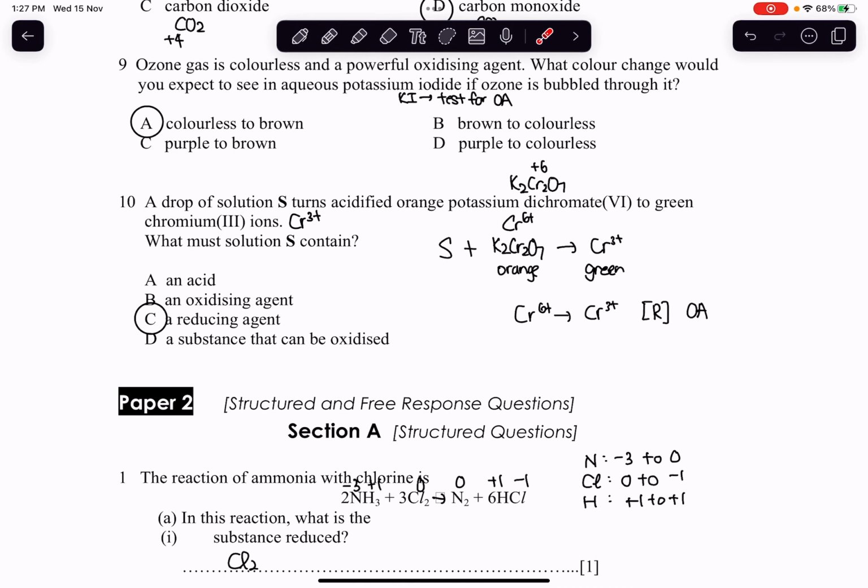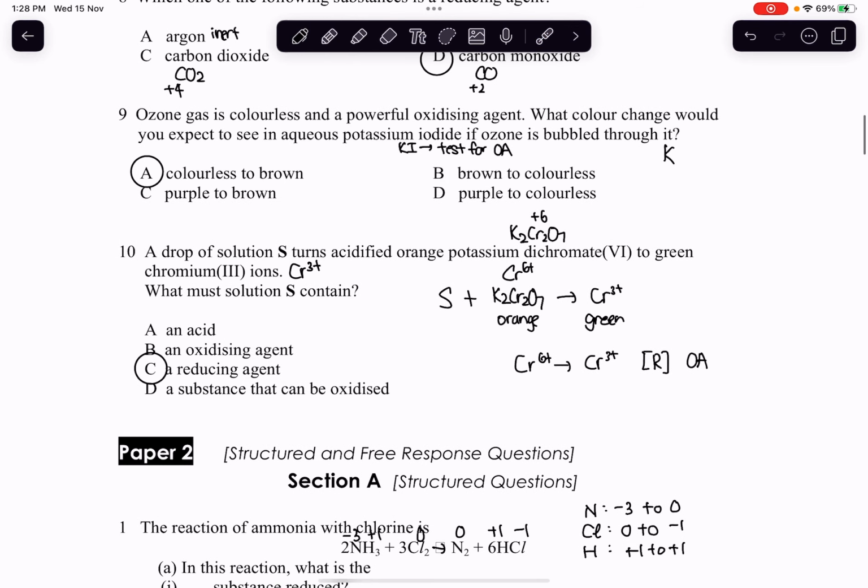Question 9. Ozone gas is colorless and a powerful oxidizing agent. What color change would you expect to see in aqueous potassium iodide if ozone is bubbled through it? Remember, potassium iodide is a test for oxidizing agent. Why? Because itself is a reducing agent. So what is the change in OS? It's always KI becoming I2 aqueous, which is the color change.